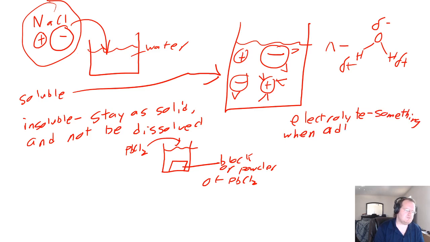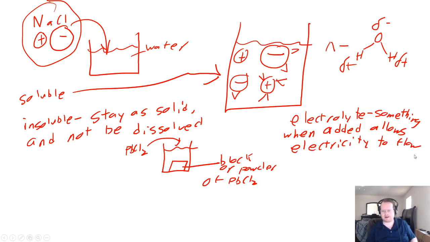When added, we'll just say when added, allows electricity to flow. So, you put salt in there, it dissolves. It's an electrolyte, so it's going to ease how easy it is for electricity to flow. Now, technically, there's a measurement of that, right? It's not just it flows or it doesn't.